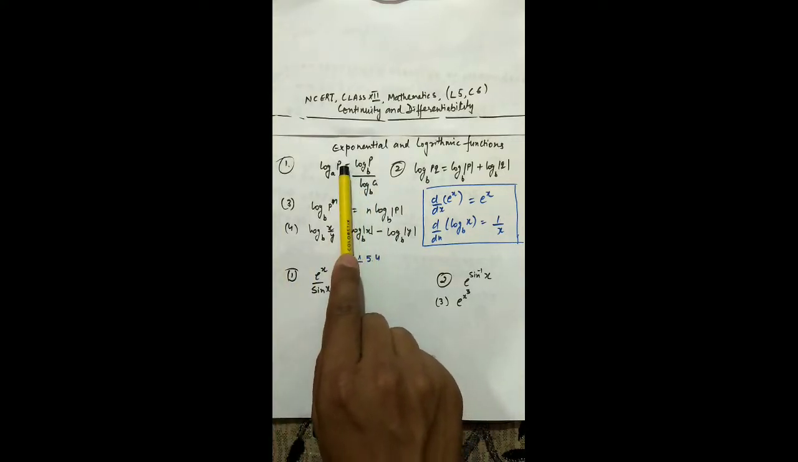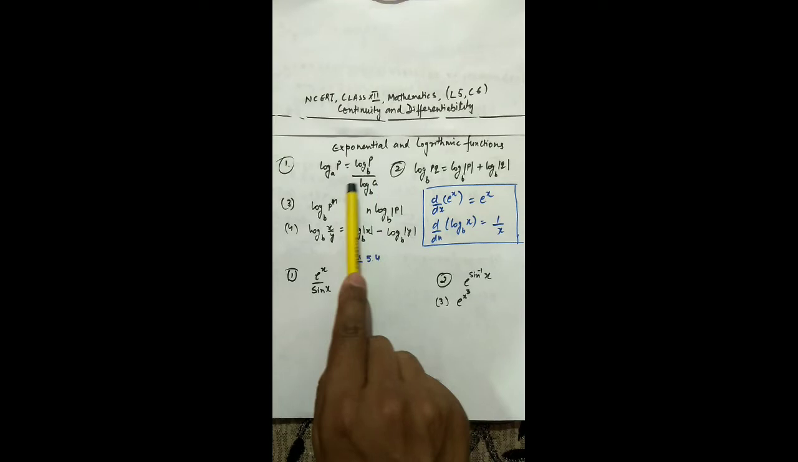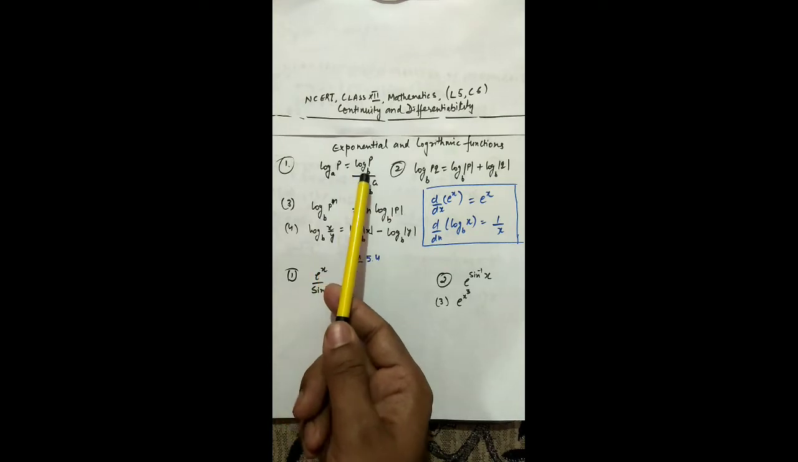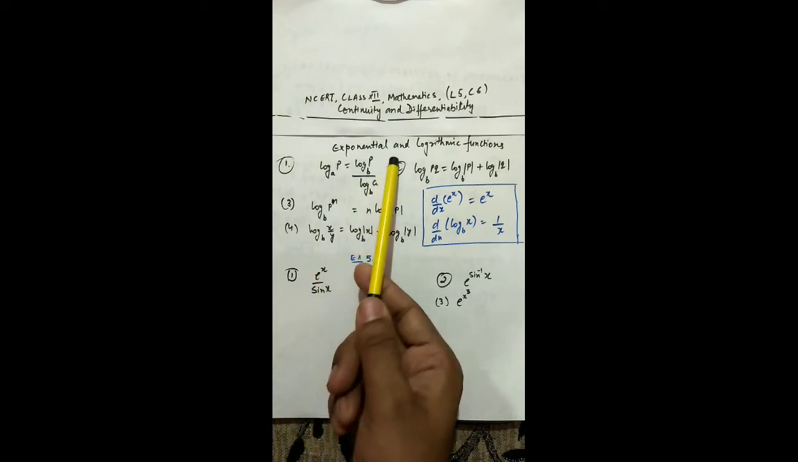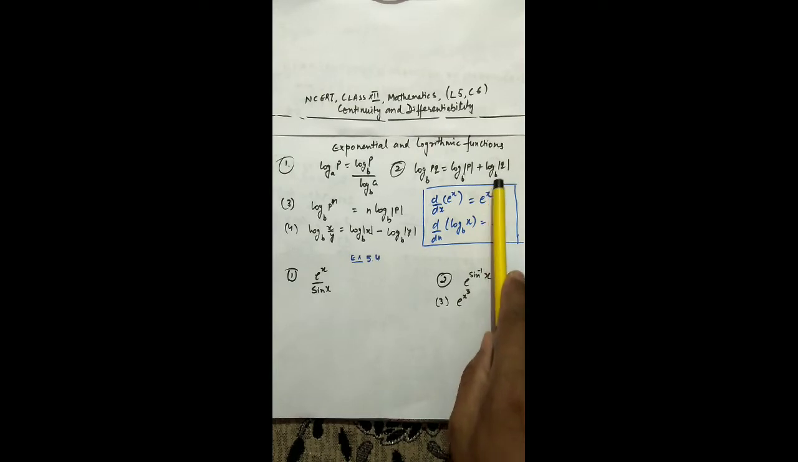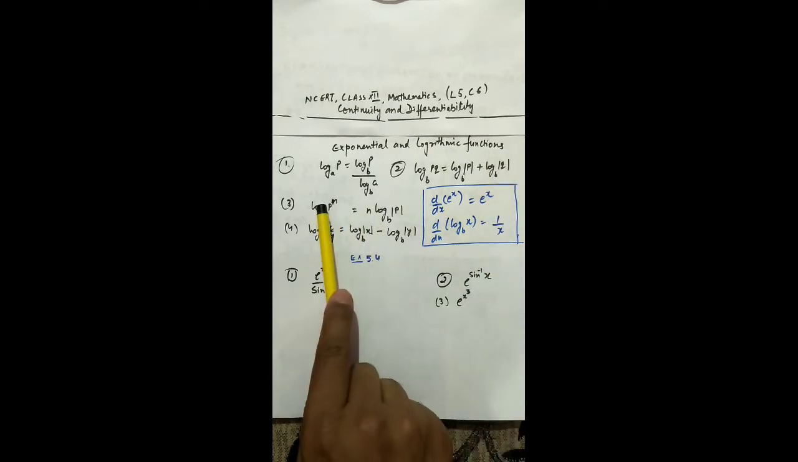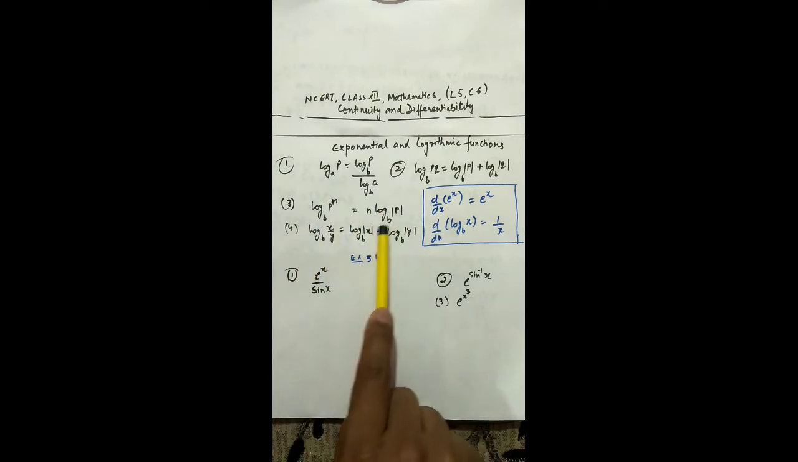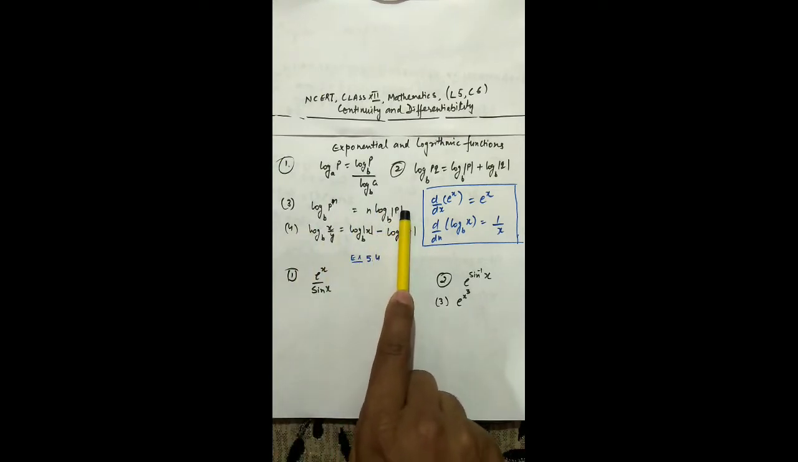log_b p can be written as log_a p upon log_a b. If you choose any other base, you can change the base to a. Then log_b of pq is log_b |p| plus log_b |q|, and log_b of p^n, where the exponent is n, can be written as n log_b |p|.